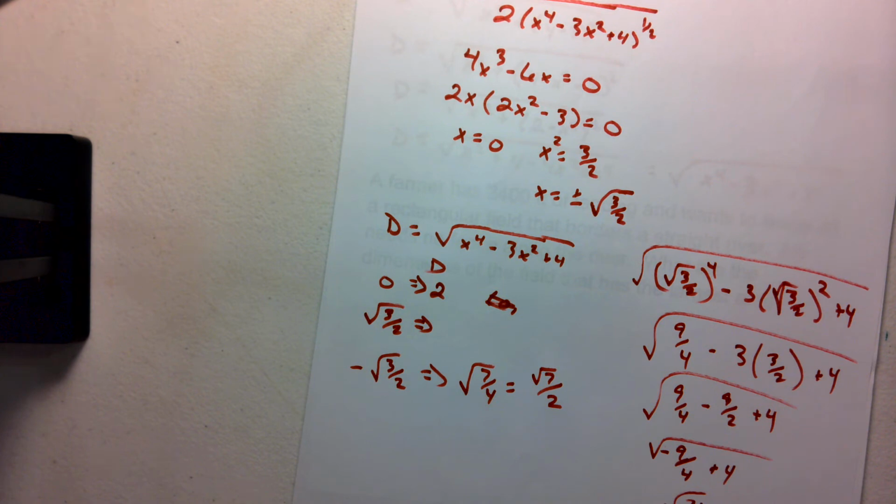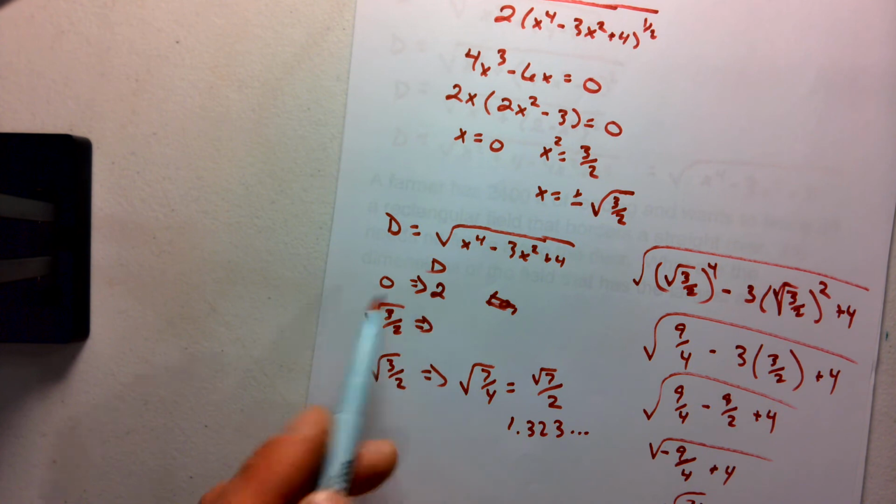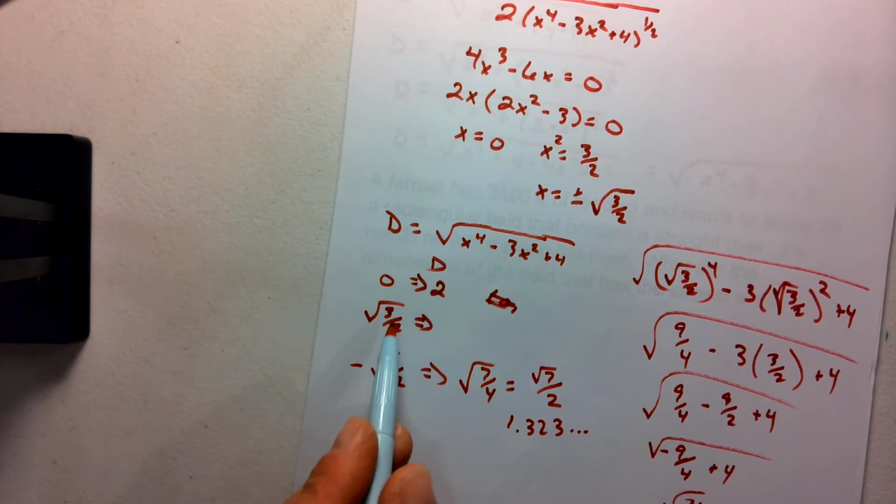If I take the value of that, the square root of 7 divided by 2, that gives me 1.323, so on and so forth. So my maximum would be occurring at 2. My minimum is going to be here at the square root of 3 over 2.